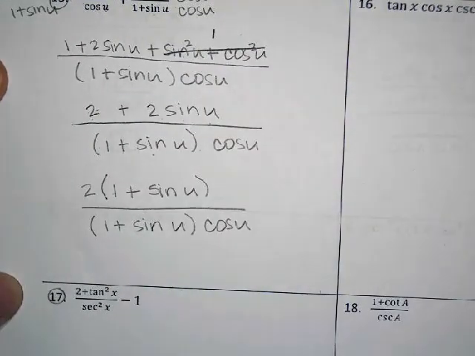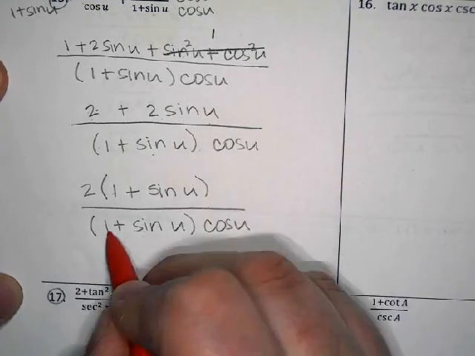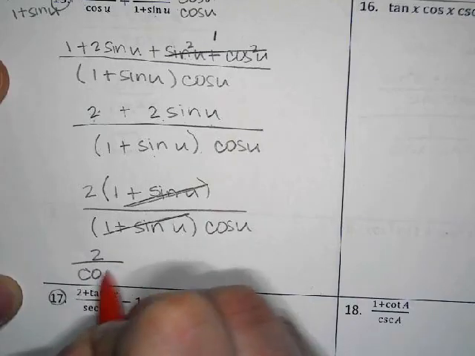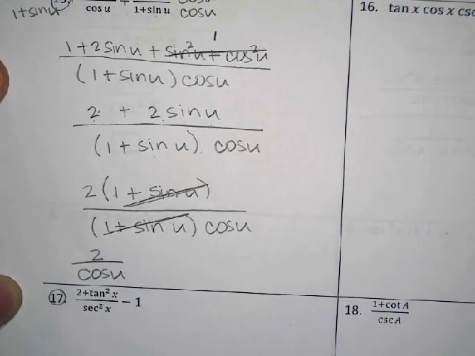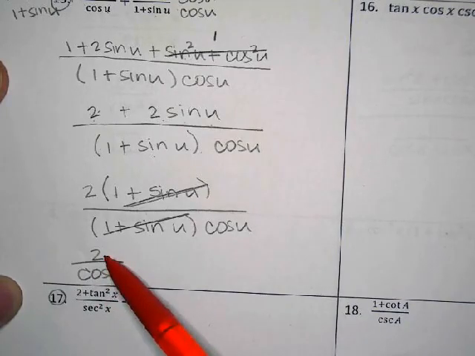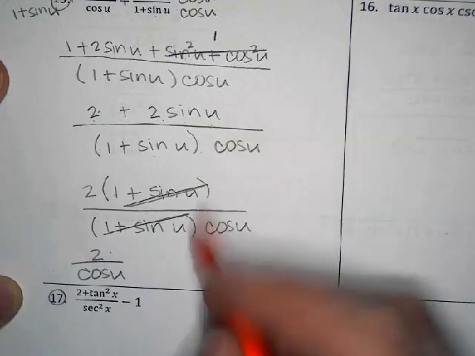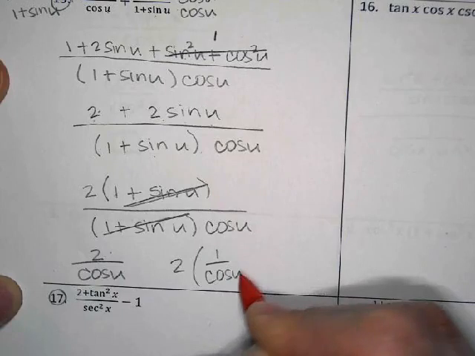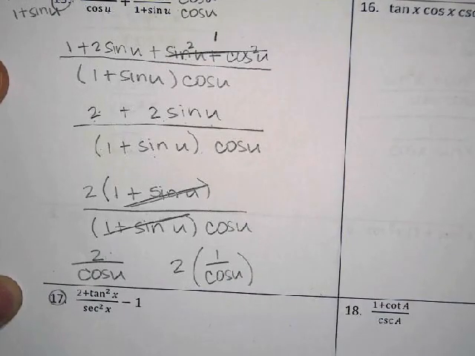Now they cancel out. So I have 2 divided by cos. What would 1 divided by cos be? It would be secant, right? So this is a 2 that could be moved to the front. You can think of it as 2 in the front and then 1 over cos. That's how you can think of it. And so what's our final answer? 2 secant.